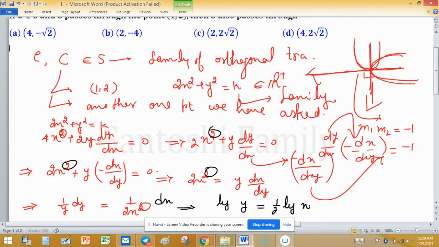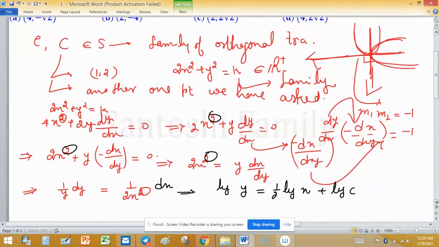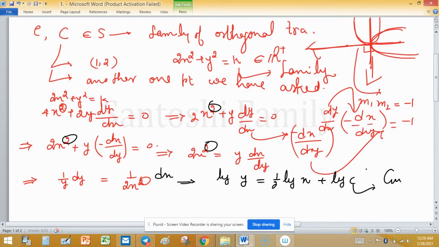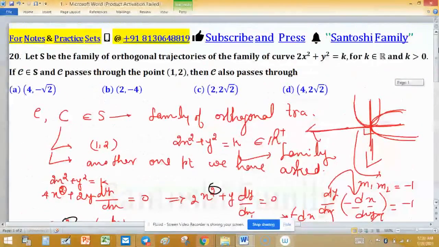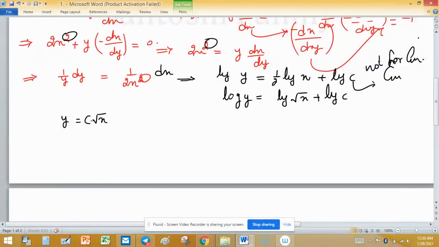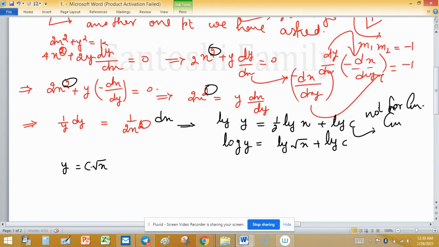We get log y = (1/2) log x + log c, where c is a constant, not for the curve. So log y = log root x + log c. Apply the property of log: y = c root x. Now this passes through the point (1, 2) as given, so put (1, 2) in this. We get 2 = c times root 1, which implies c = 2.